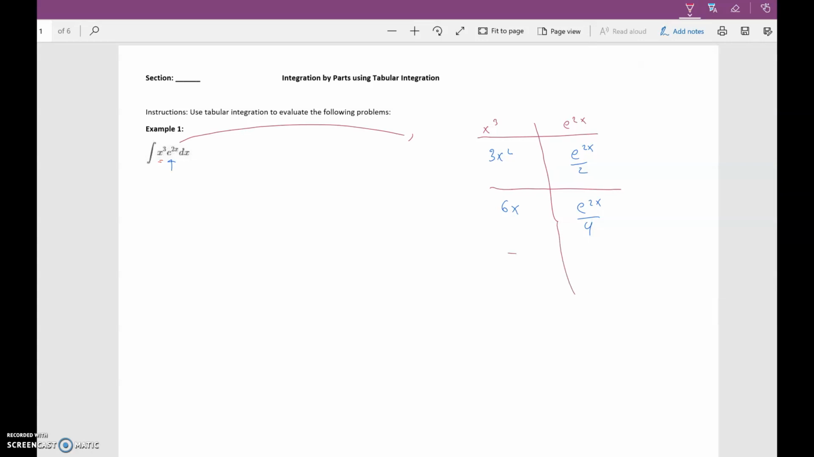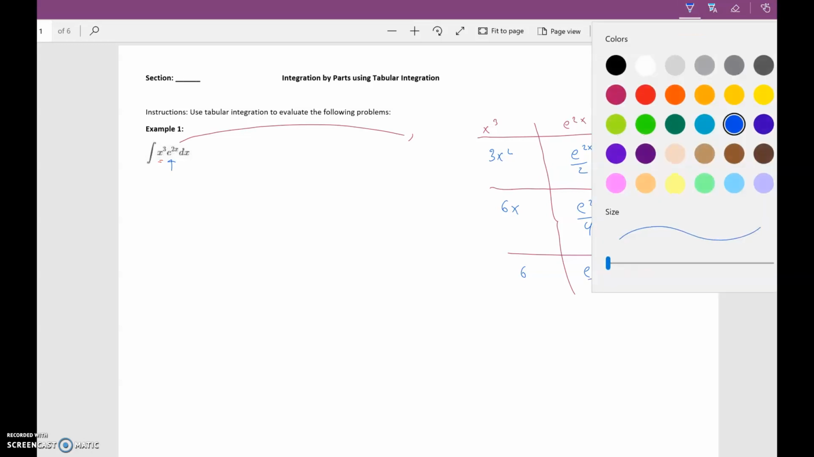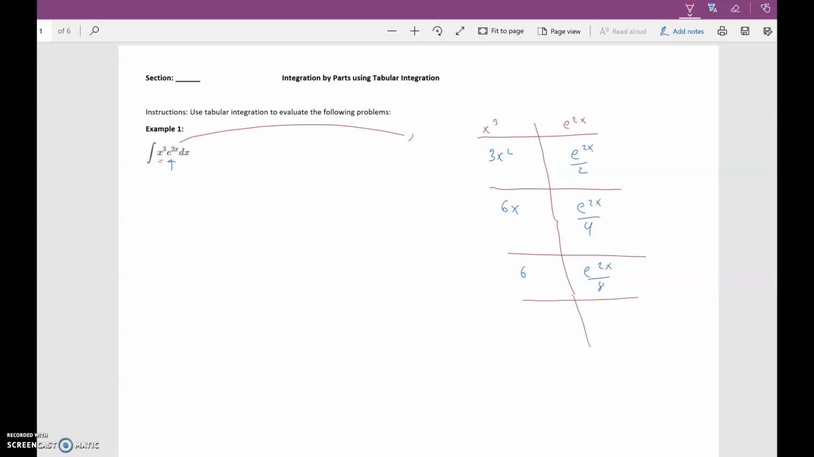Now we're going to continue this process until the function that differentiates to 0 eventually zeroes out. So technically the next one should be a 6. So we're looking at a 6, then e to the 2x over 8 as you're integrating. And then technically 0 for this term. So we're looking at technically 0, e to the 2x divided by 16.